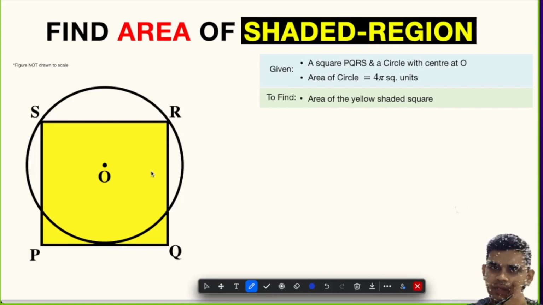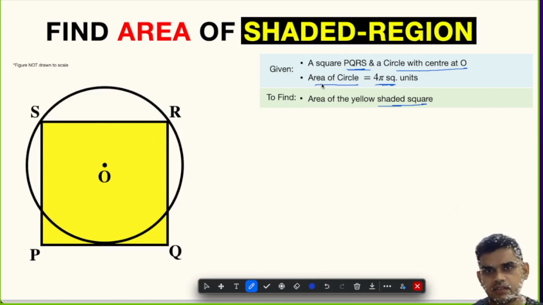So let us quickly look at the question. It is given that we have a square PQRS and a circle with center at point O. The area of the circle is given as 4 pi square units and we are asked to find the area of the yellow shaded square. So mind it that this PQRS is a square.